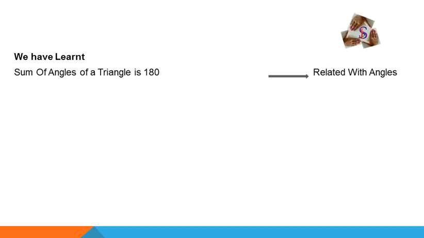In our previous classes, we have already learnt that the sum of interior angles of a triangle is 180 degrees. This theorem helps us to find out all the interior angles of a triangle. Next, we have learnt that the sum of interior opposite angles is equal to the exterior angle. With the help of this theorem, we can find a link between the interior and the exterior angles.